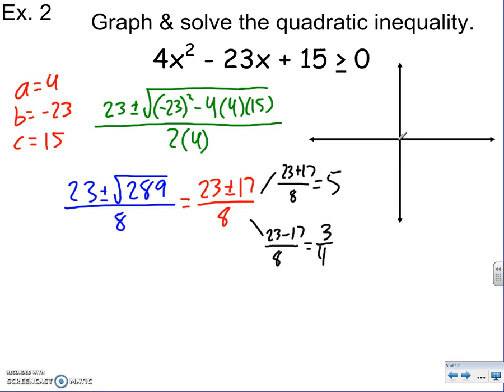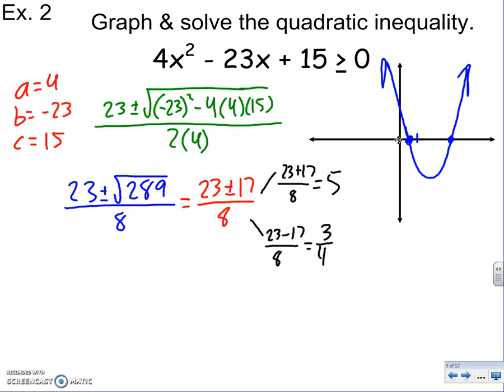3/4 is right before 1. So if this is 1, I'll say this is 3/4. And then 5, this 5 is over here. Now it doesn't have to be exact, just sketch it. We just need to know the general shape. A is positive, so this is regular U, and it's solid. So here's my picture.